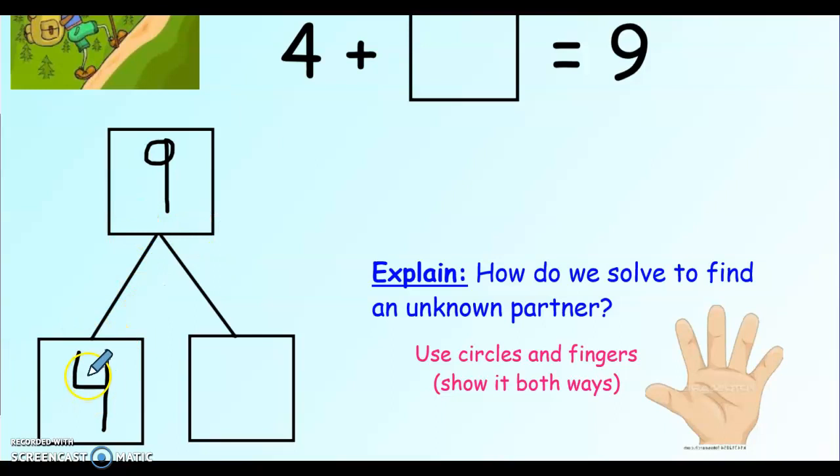We start off by saying 4, and then we count all the way up to 9. 4, 5, 6, 7, 8, 9. And then we count how many dots that we put. 1, 2, 3, 4, 5. So 5 is our unknown partner.